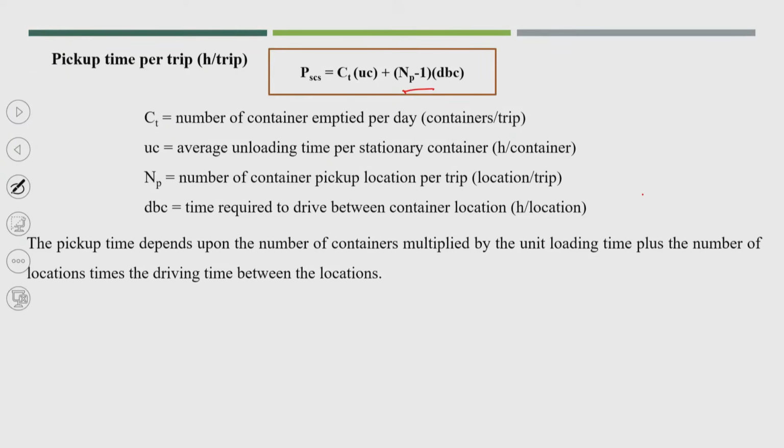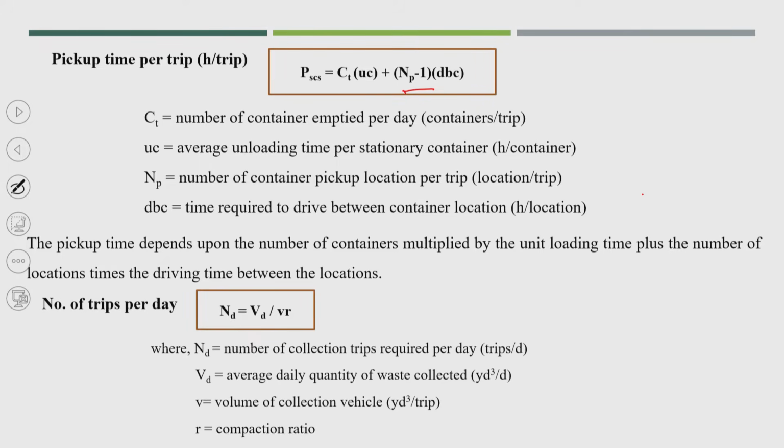Now, here we have to calculate the pickup time, which depends upon the number of containers multiplied by the unit loading time, plus the number of locations times the driving time between the locations, that is (NP minus 1) into DBC. Now, the number of trips per day can be calculated as ND = VD divided by VR. ND is the number of collection trips required per day, VD is the average daily quantity of waste collected, V is the volume of collection vehicle, R is the compaction ratio.